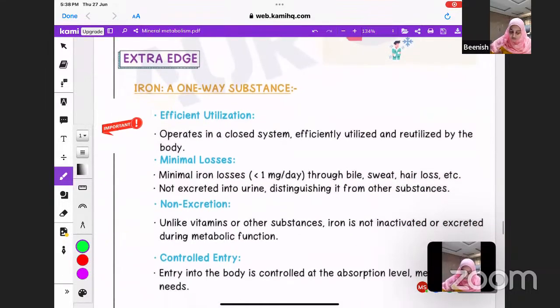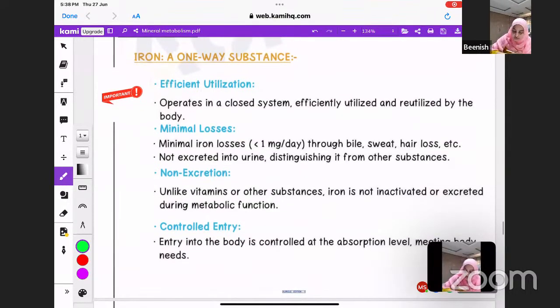Now talking about why iron is considered a one-way substance. The first reason is efficient utilization. It operates in a closed system, efficiently utilized and reutilized by the body. Minimal iron losses through bile, sweat, hair loss, etc. Not excreted in urine, distinguishing it from other substances. So the iron losses are minimal.